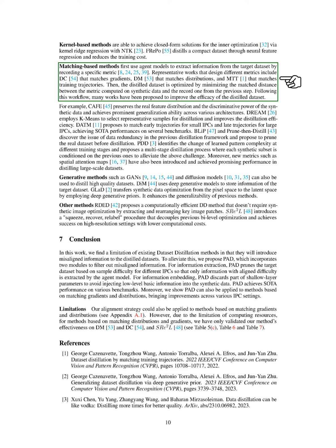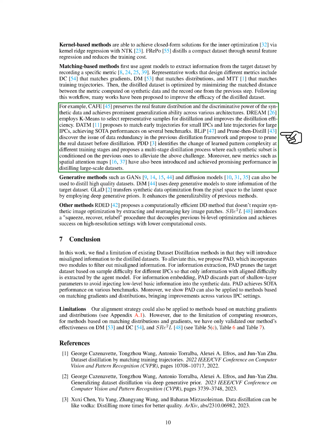Matching-based methods involve agent models that extract information from the target dataset by tracking specific metrics. Notable examples include DC, which matches gradients, and MTT, which matches training trajectories. The distilled dataset is then refined by minimizing the distance between metrics from synthetic and recorded data. Many studies have aimed to enhance the effectiveness of distilled datasets. For example, CAFE maintains the real feature distribution and improves generalization across different architectures. DREAM uses k-means to select key samples for distillation, boosting efficiency.